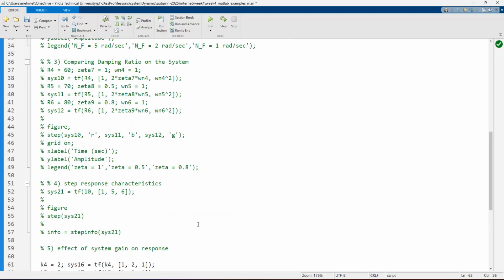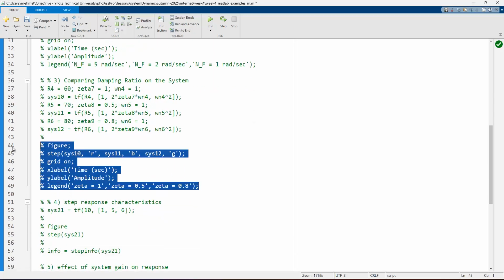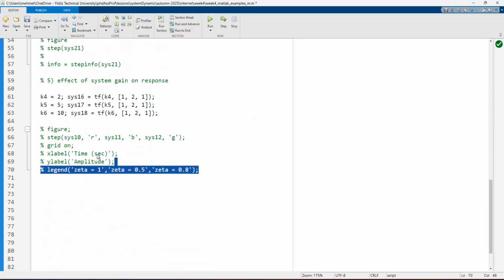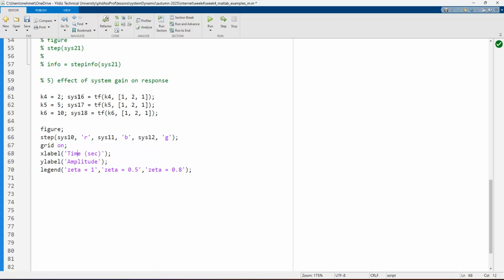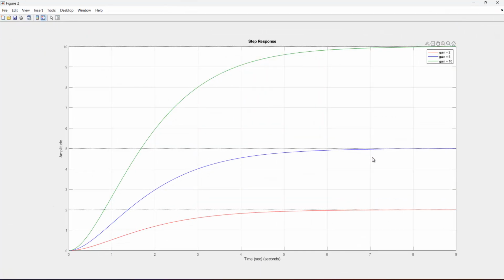Okay, so in order to draw these, we can copy these functions in here and uncomment 16, 17, 16, okay, 18, and also the gain 2, right, and this is equal to the 5, and this is equal to the 10. Okay, and so how the gain affects the time response of these systems, just see that.